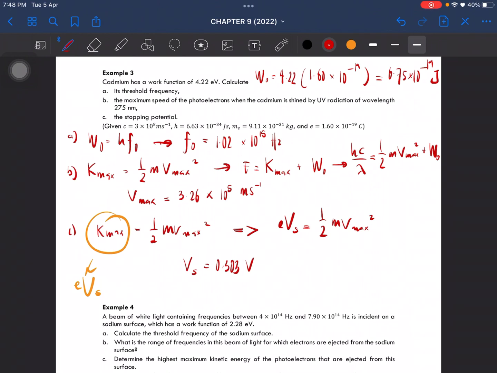0.303 volts. Okay, so that is the solution for example number 3.